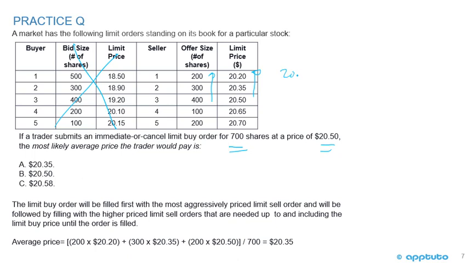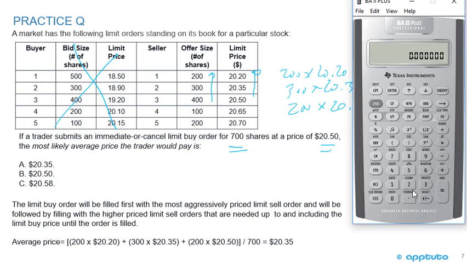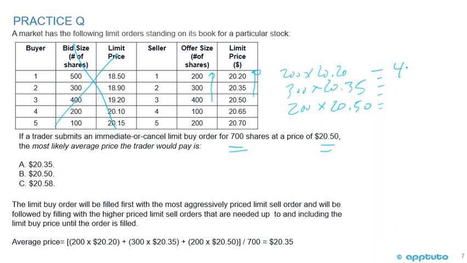I'm going to get 200 times 20.20, and I'm going to get 300 shares times 20.35. That's 500 shares. And then I'm going to get 200 shares times, at my limit price, $20.50, okay? Then I have to work out the average price. So I'm going to bring up my calculator very quickly, and I'm going to do 200 shares times 20.2, okay? So that's going to give me 4,040.